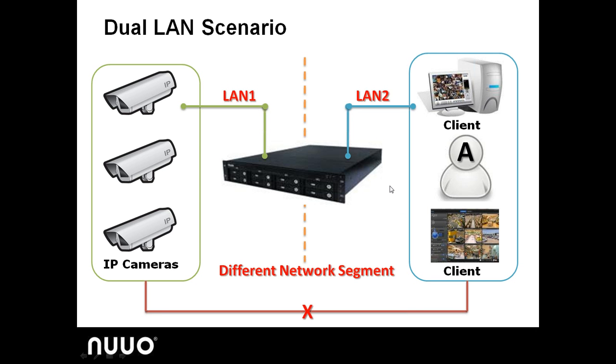So we use LAN 2 to connect with other users, to separate that network from LAN 1. So the NVR can provide two network connections. LAN 1 is for connection with IP cameras only, so the NVR can get the video stream from the IP cameras and do the recording. And LAN 2 is only for clients to connect to the NVR to see the cameras' live view in the NVR.